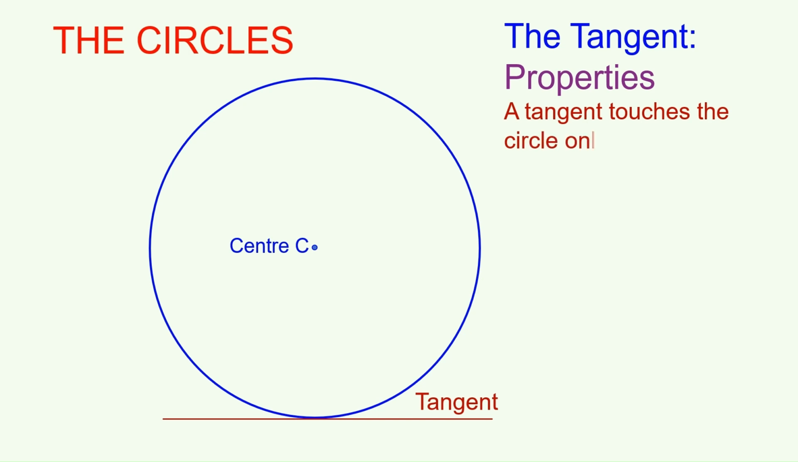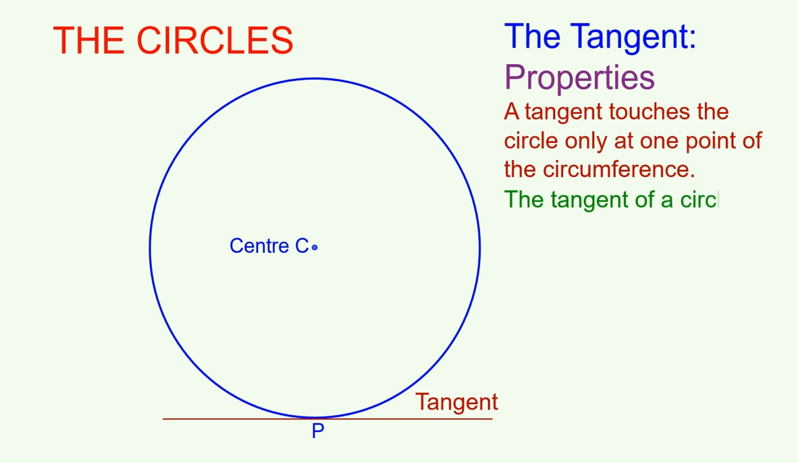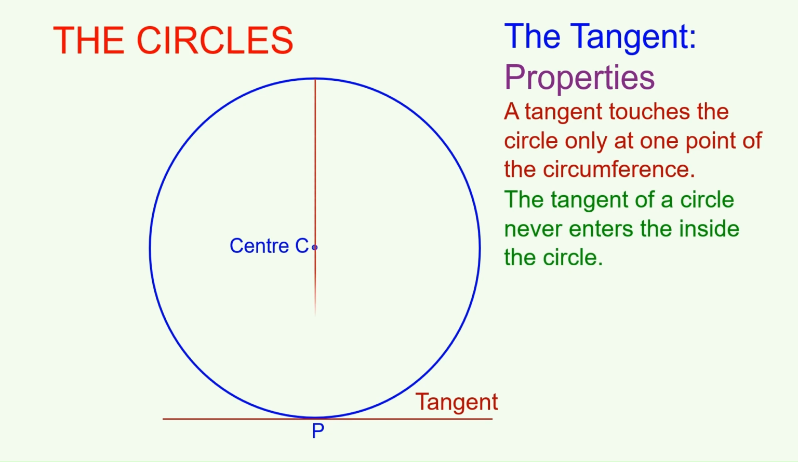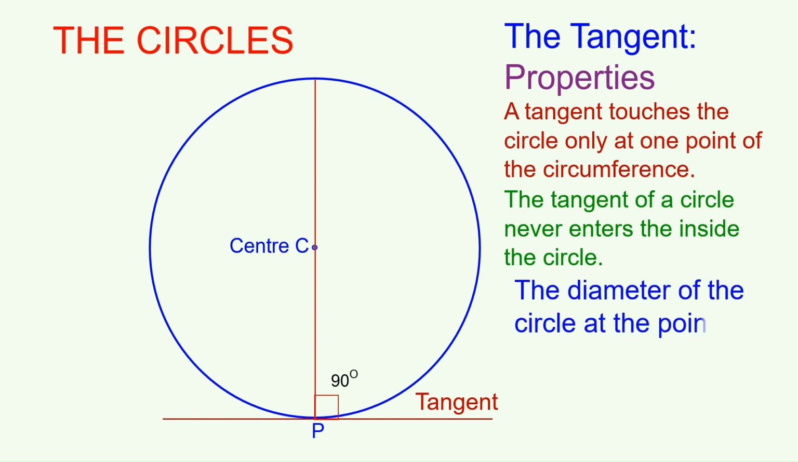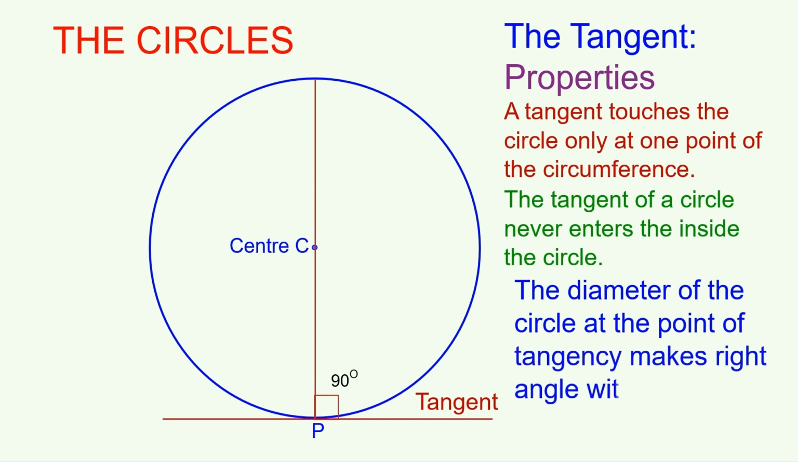The properties of the tangents are: number 1. A tangent touches the circle only at one point of the circumference. Number 2. The tangent of a circle never enters the inside the circle. And, important one, number 3. The diameter of the circle at the point of tangency makes right angle with the tangent.